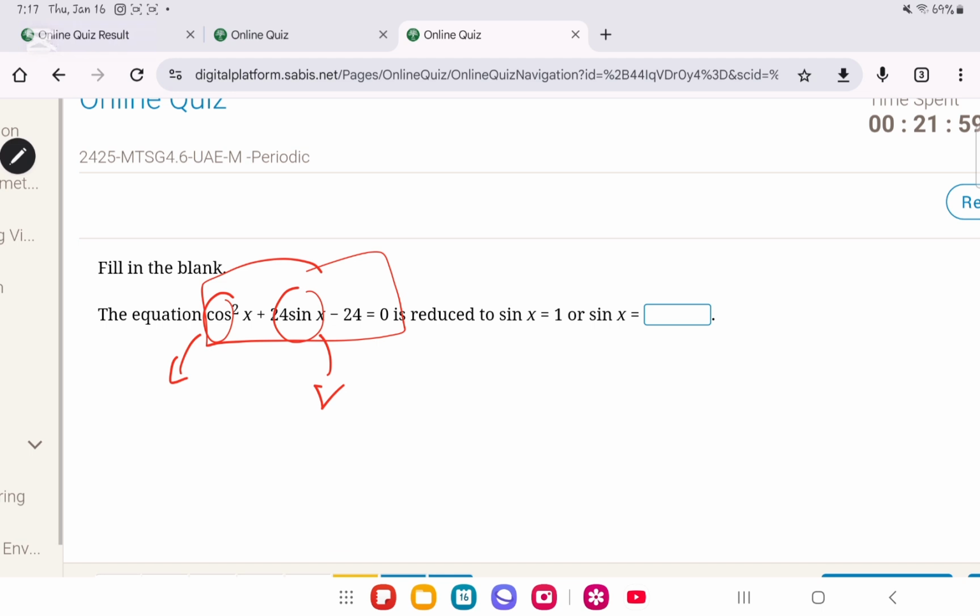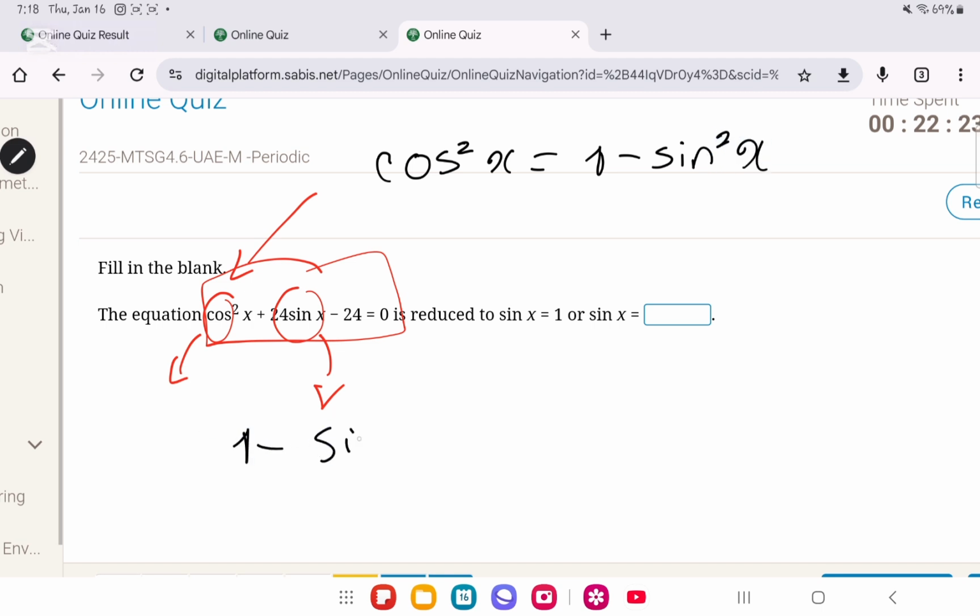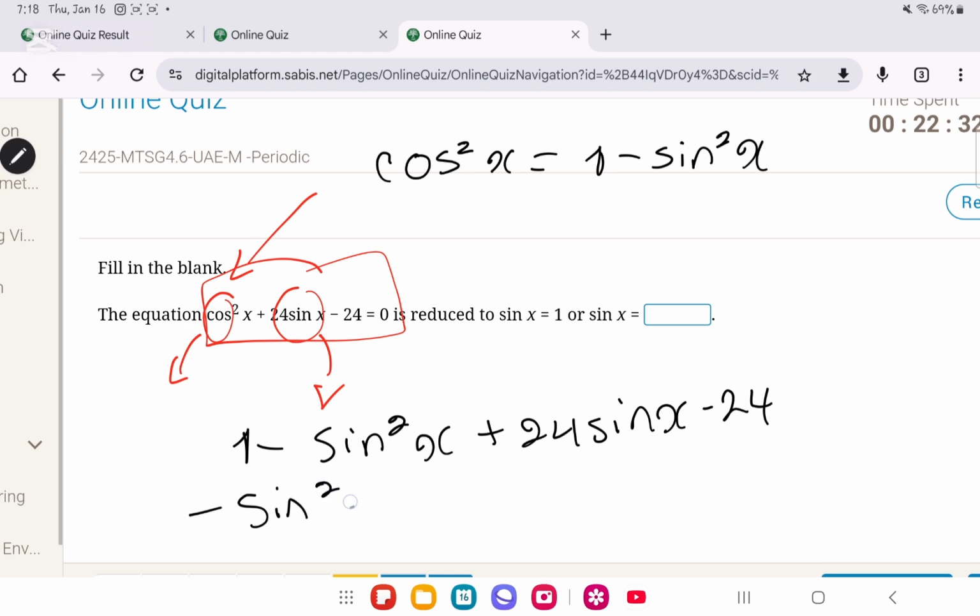Is it easier to change the cosine squared x to sine squared x or the sine x into cosine x? Definitely, it's easier to change the cosine squared x into sine x. So we write the equation, which is that cosine squared x is equal to 1 minus sine squared x. So, substituting 1 minus sine squared x plus 24 sine x minus 24. Then, adding, it's going to be minus sine squared x plus 24 sine x minus 23.